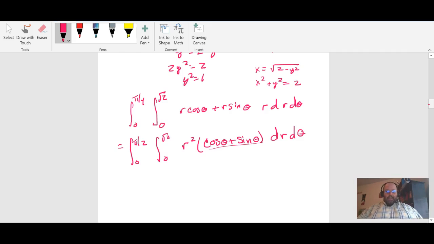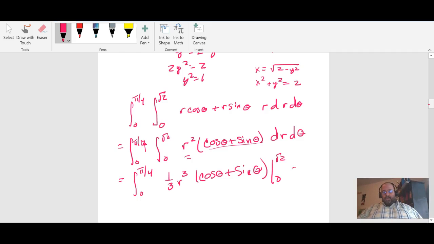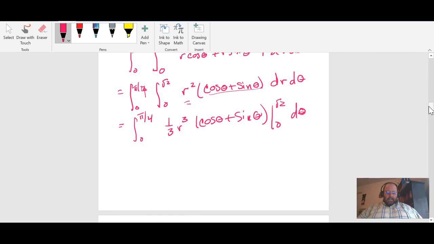Okay, so this is all just a constant at this point. So I'm only dealing with the r. So this is 0 to pi over 4, and that should be 1/3 r cubed times cosine theta plus sine theta, from 0 to root 2, d theta. Okay, so let's see. This is going to go 0 to pi over 4. Root 2 cubed is 2 root 2 over 3. 0 cubed is 0, so this just becomes this, d theta.